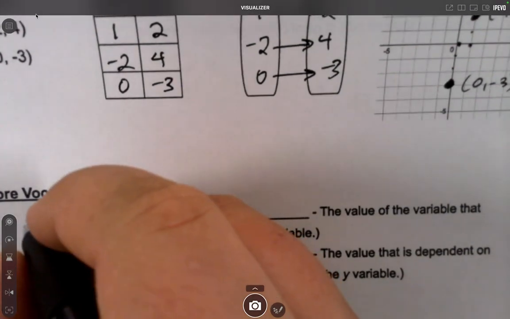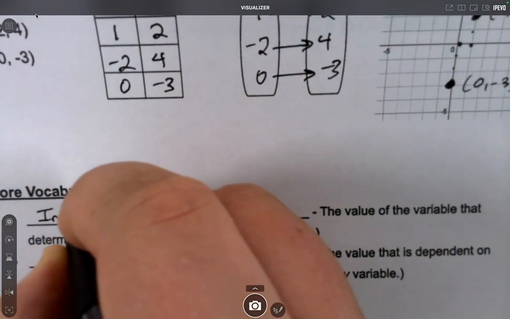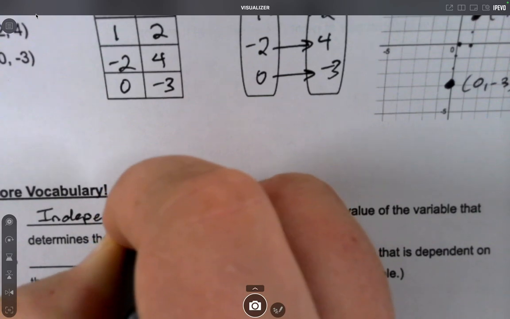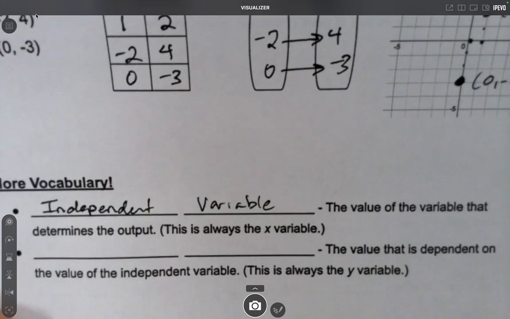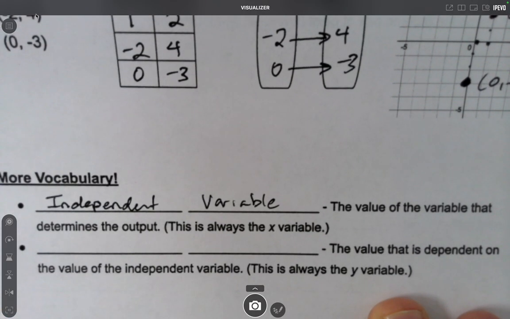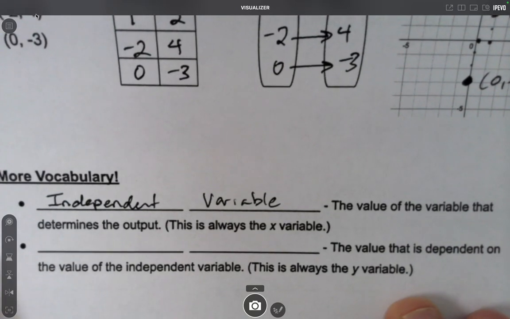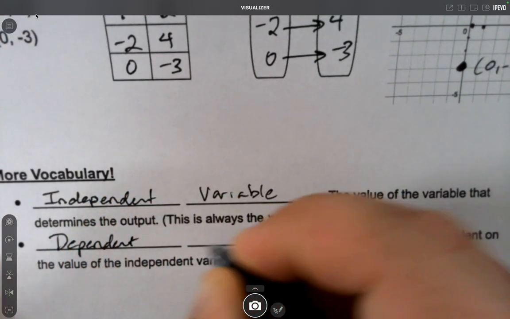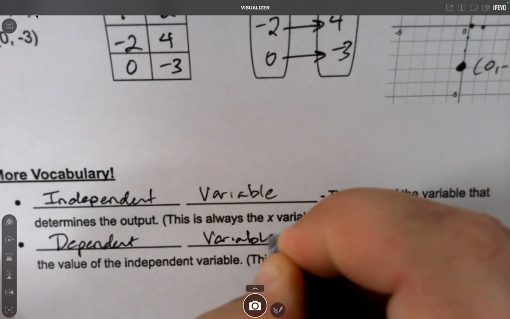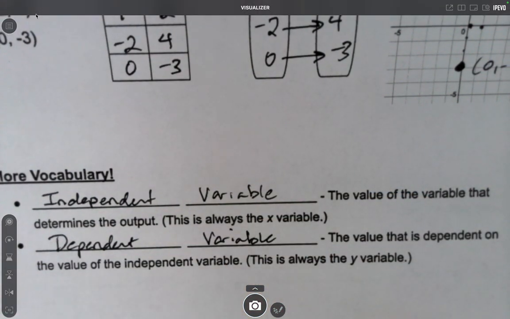So first there's the independent variable. That's the value of the variable that determines the output. And this is always the X variable. And the dependent variable is the value that's dependent on the value of the independent variable.